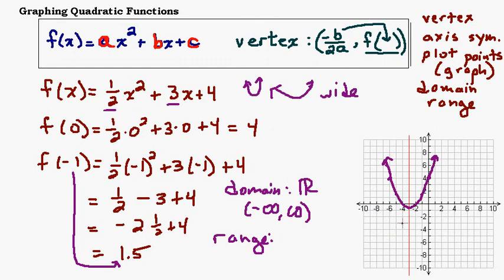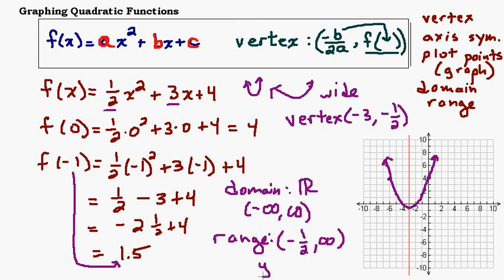pretty much depends on the vertex and whether it's opening up or down. So this one's opening up, so it's going to go up to positive infinity and basically down to the y value of the vertex. Did I erase the vertex from before? I did. Let me write it up there. So the vertex was at negative 3, negative 1/2. So the y value of your vertex really helps with the range. That's how far down it goes, down to negative 1/2. Or you could say that your y values are greater than or equal to negative 1/2.